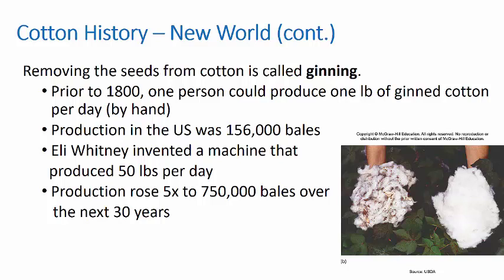Now, coming close to 1800, so 1790, Eli Whitney invents a machine that can gin the cotton much faster than a person can do by hand. And since this is 1790, I'm going to bet that it still took a person to run it.